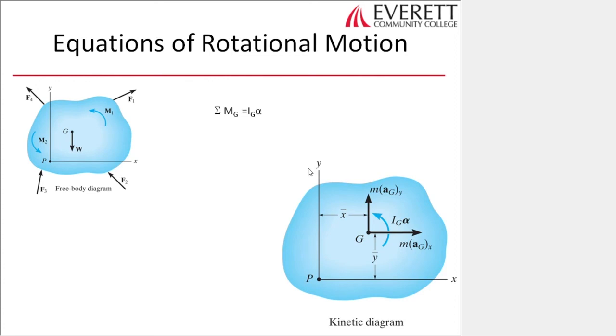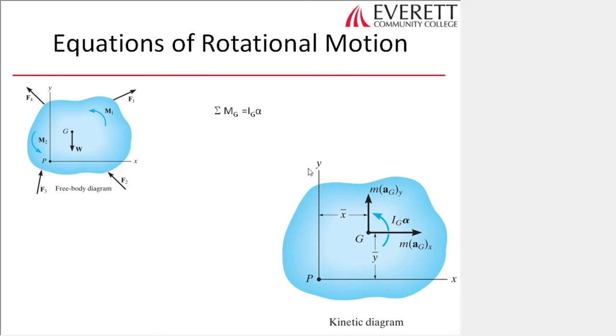And this is where we're going to start talking about kinetic diagrams, and what you need to solve the equations of rotational motion. So far we had figured out the equations of motion, but they just had linear acceleration involved, just an a. And now we need to bring in alpha.